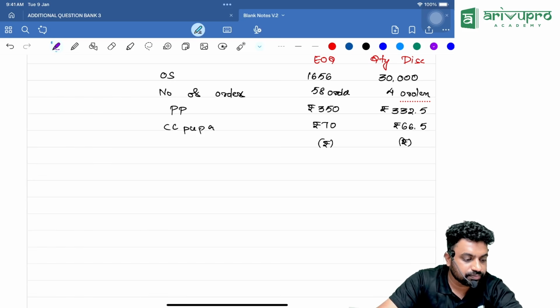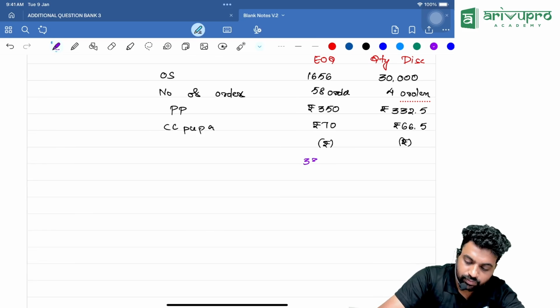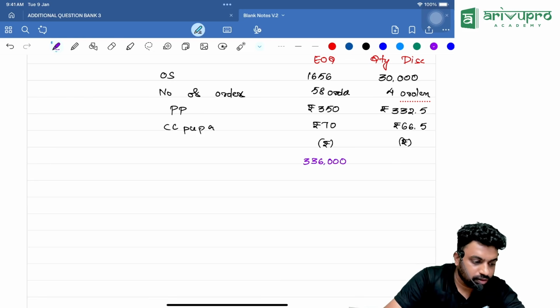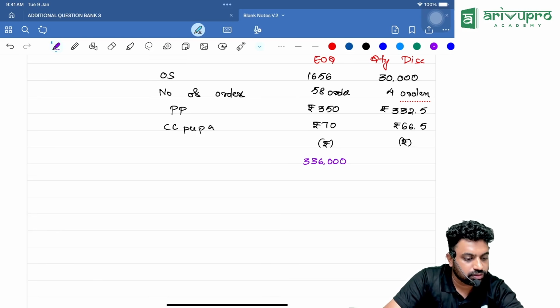3 crore 36 lakh. For the quantity discount, it comes to 3.2 crore, and for EOQ 3.5 crore.